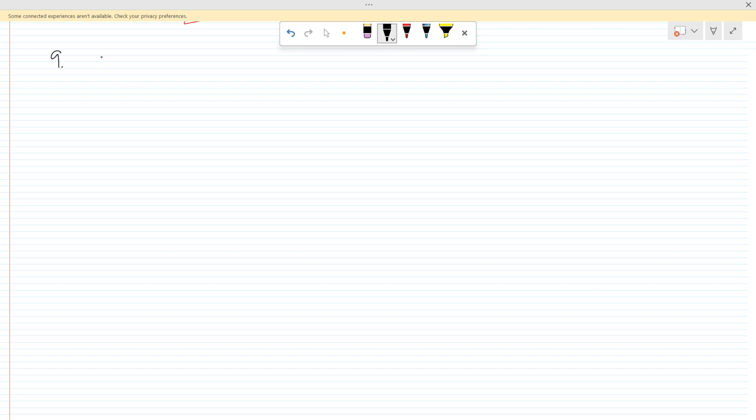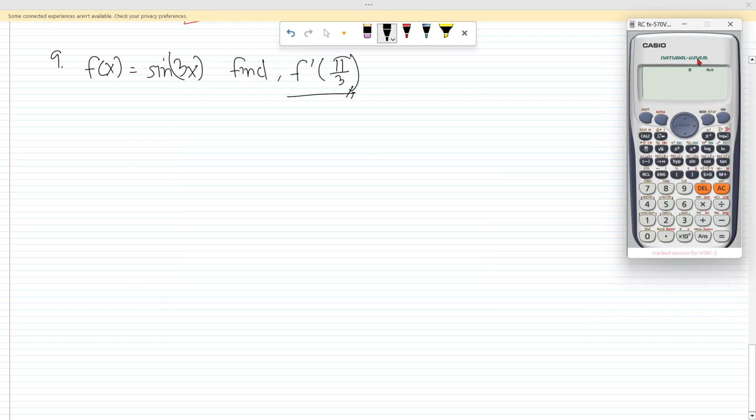Okay, problem number 9. So we have here f of x equals sine of 3x. We are asked to find f prime of pi over 3. So if you remember po sa ating function, if we are asked to find the value of this one, you are going to substitute the value of pi over 3 in all of our variables. Pero sir, when we are dealing with pi over 3, our calculator must be in what? Radians. Okay, in radian mode.